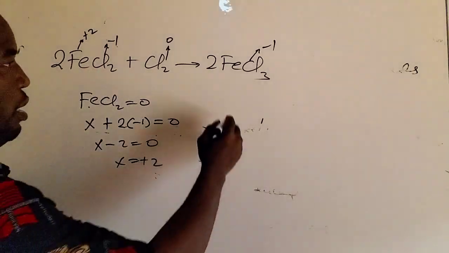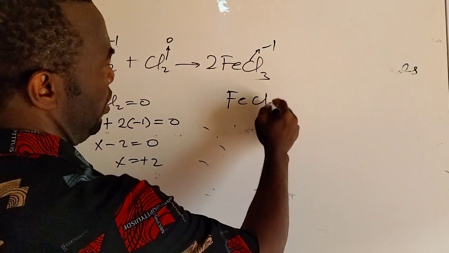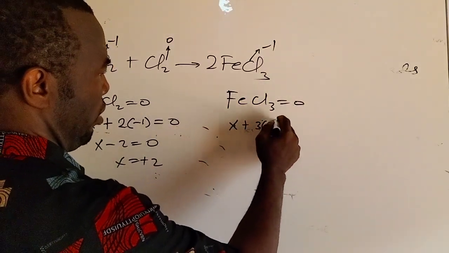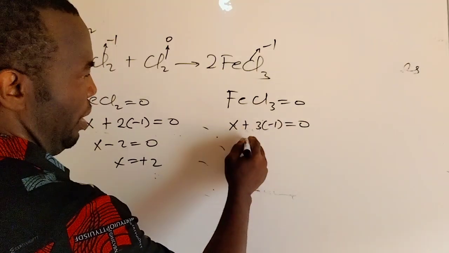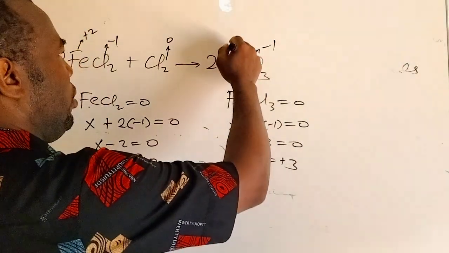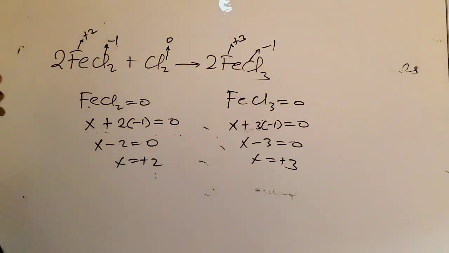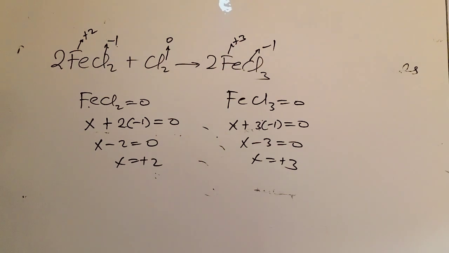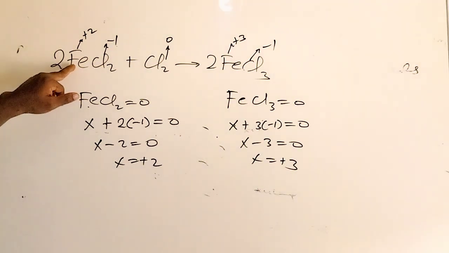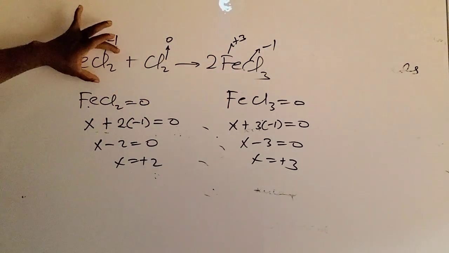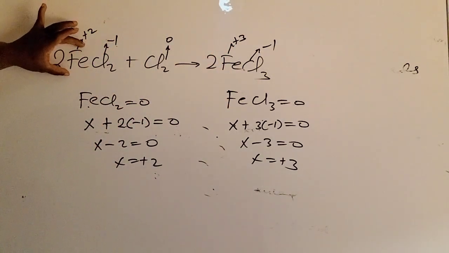For this one, also calculate it. FeCl3 equals 0. Call iron here S, chlorine also -1, being a binary compound. 3 times -1, so S minus 3 is 0, S is +3. So why is this reaction considered a redox reaction? Because there are changes in oxidation state. Iron has changed from +2 to +3, an increment, meaning that this compound has been oxidized.